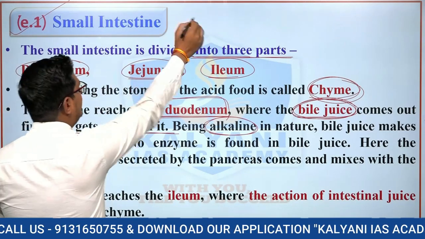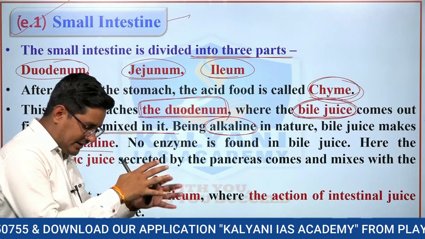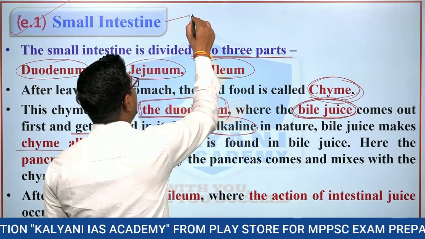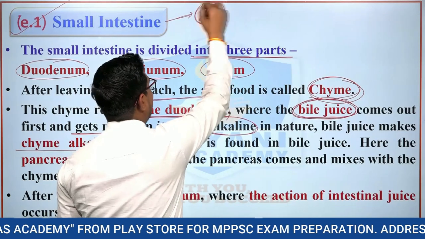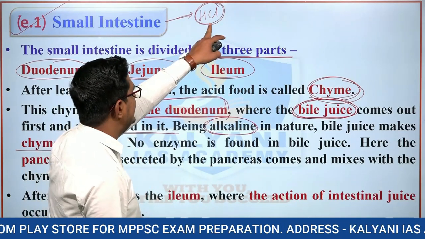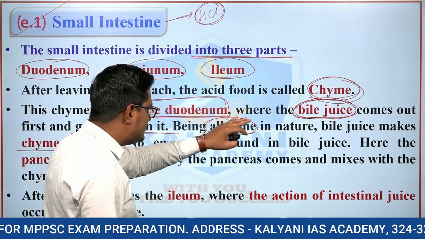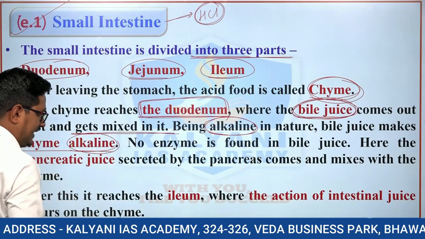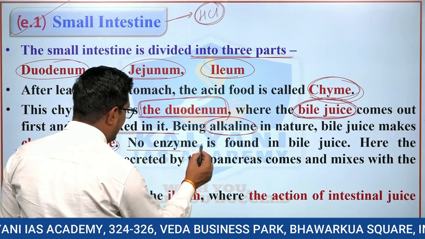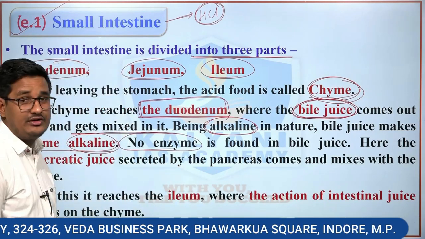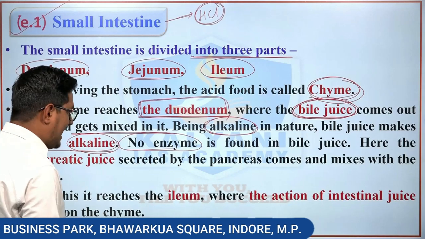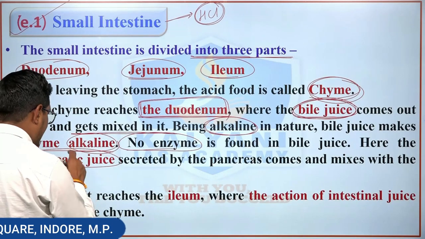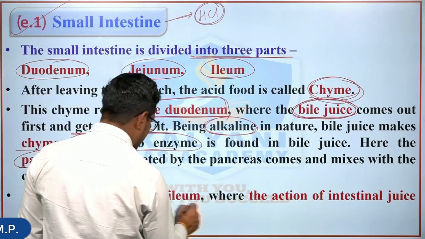क्योंकि हमने देखा था जो स्टमक है राइट, the gastric glands are found in the inner walls of the stomach, जिनसे highly acidic HCl secrete होता है, right? And this HCl makes the food acidic. But जो bile juice होता है वो alkaline होता है, and this makes the chyme alkaline, right? जो bile juice होता है उसमें कोई भी enzyme नहीं होते हैं. But this bile juice is important for the digestion of fat, right? After that, pancreatic juice comes from the pancreas and gets mixed in this chyme. After that, it reaches the ileum, right?